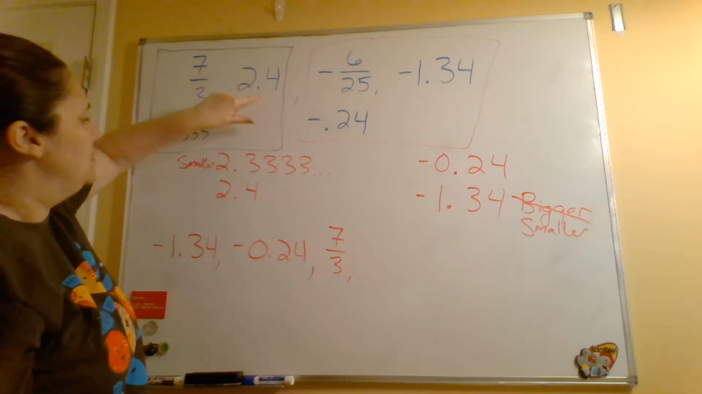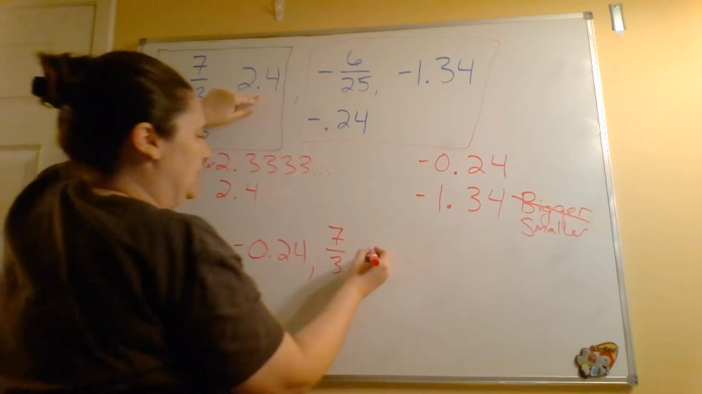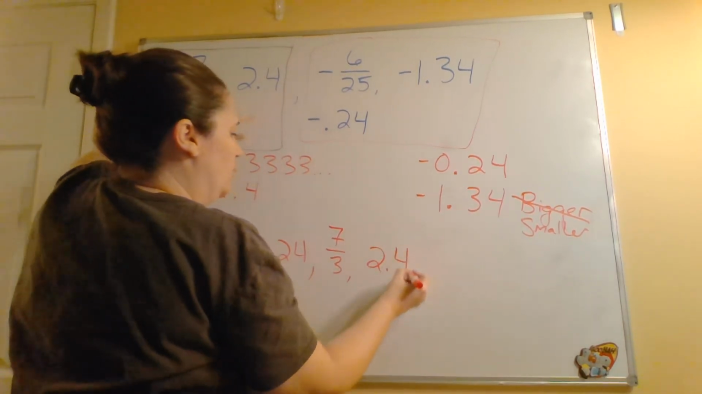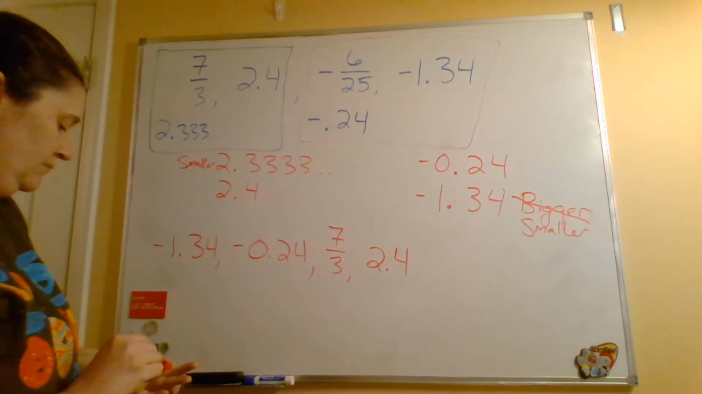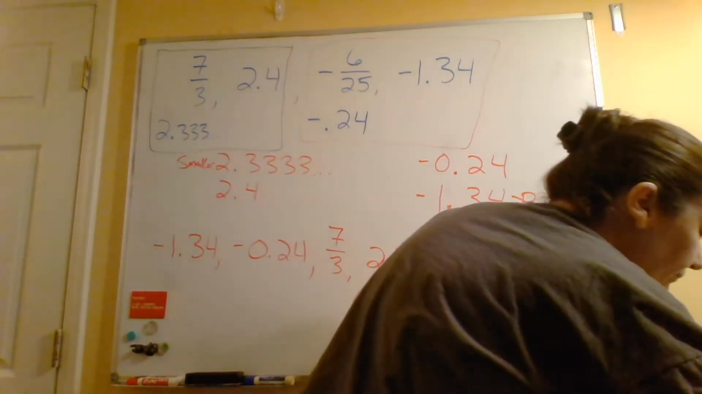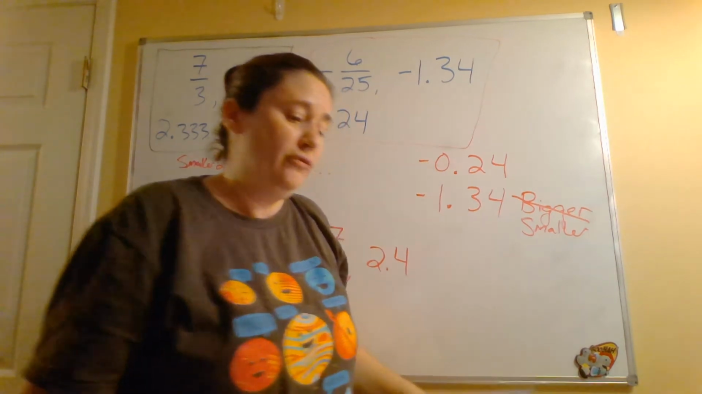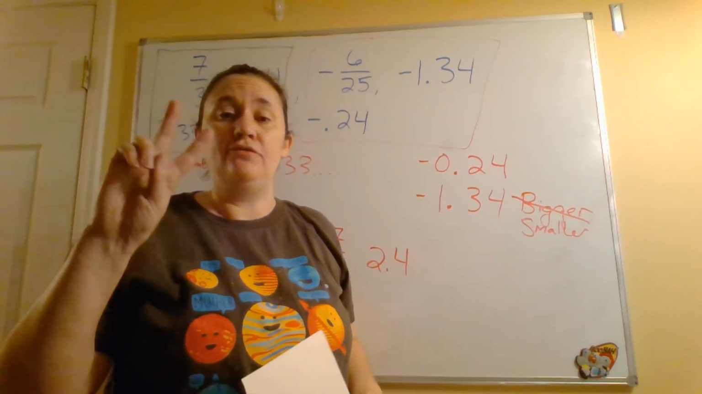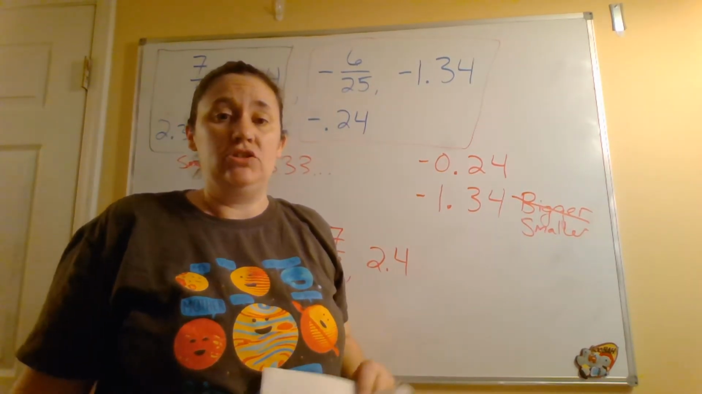And then the last one, the biggest number on the list, is positive 2.4. All right, kids, that was our homework. Now, for classwork today, you have 2 things that you're going to do.